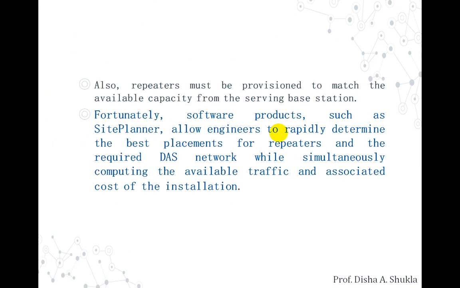So the repeaters must be provisioned to match the available capacity for serving the base station. The repeaters should be designed such that they can match the available capacity for serving the base station. And fortunately, there are software products such as Site Planner, a software that allows the engineer to rapidly determine the best placements for the repeaters and the required DAS networks, while simultaneously computing the available traffic and associated cost for the installation.